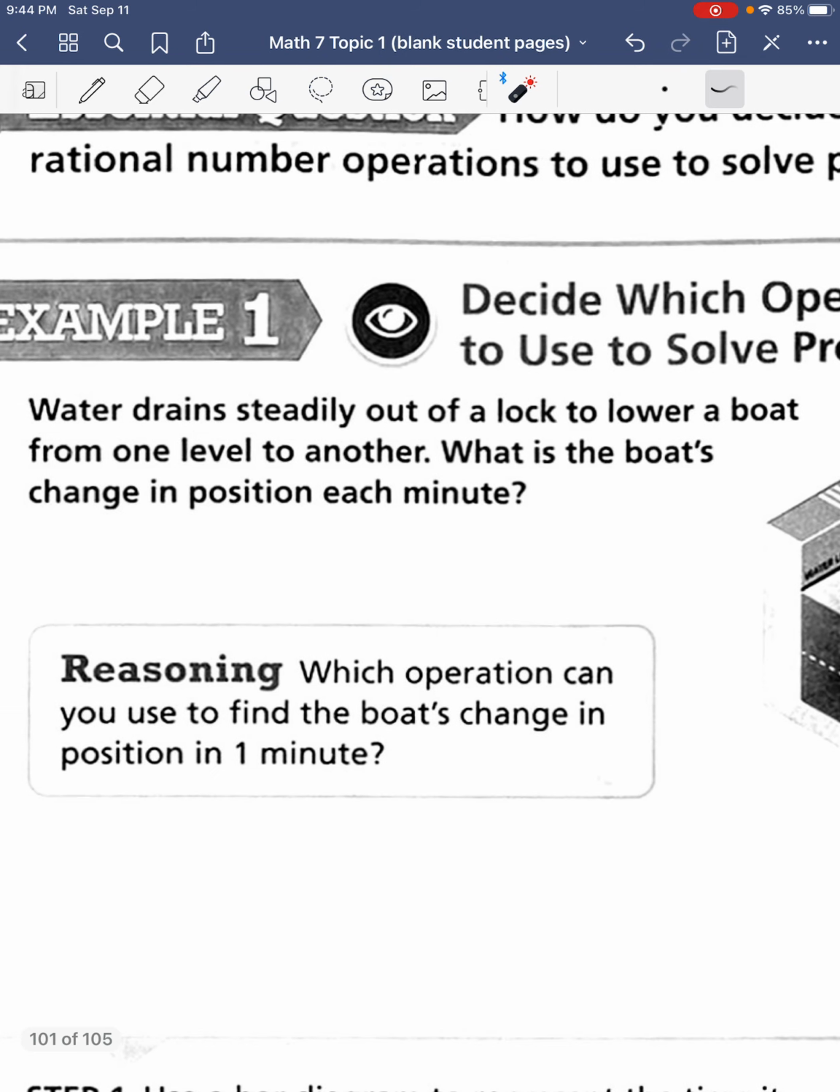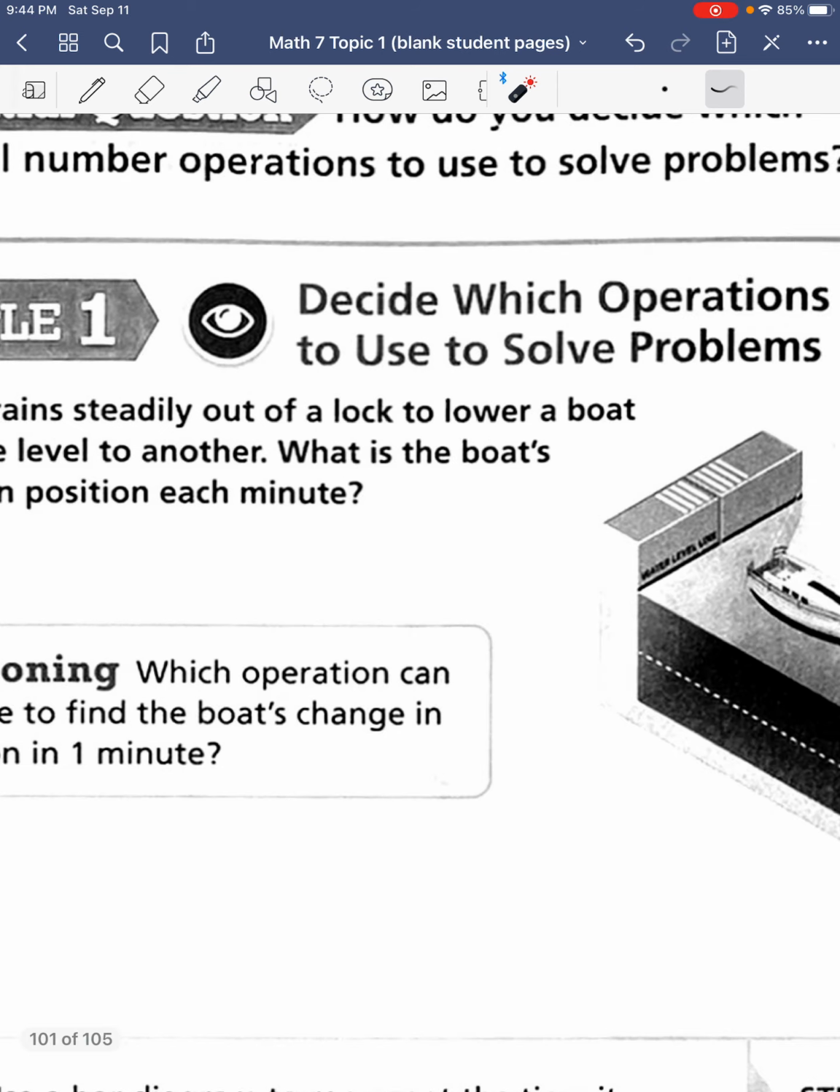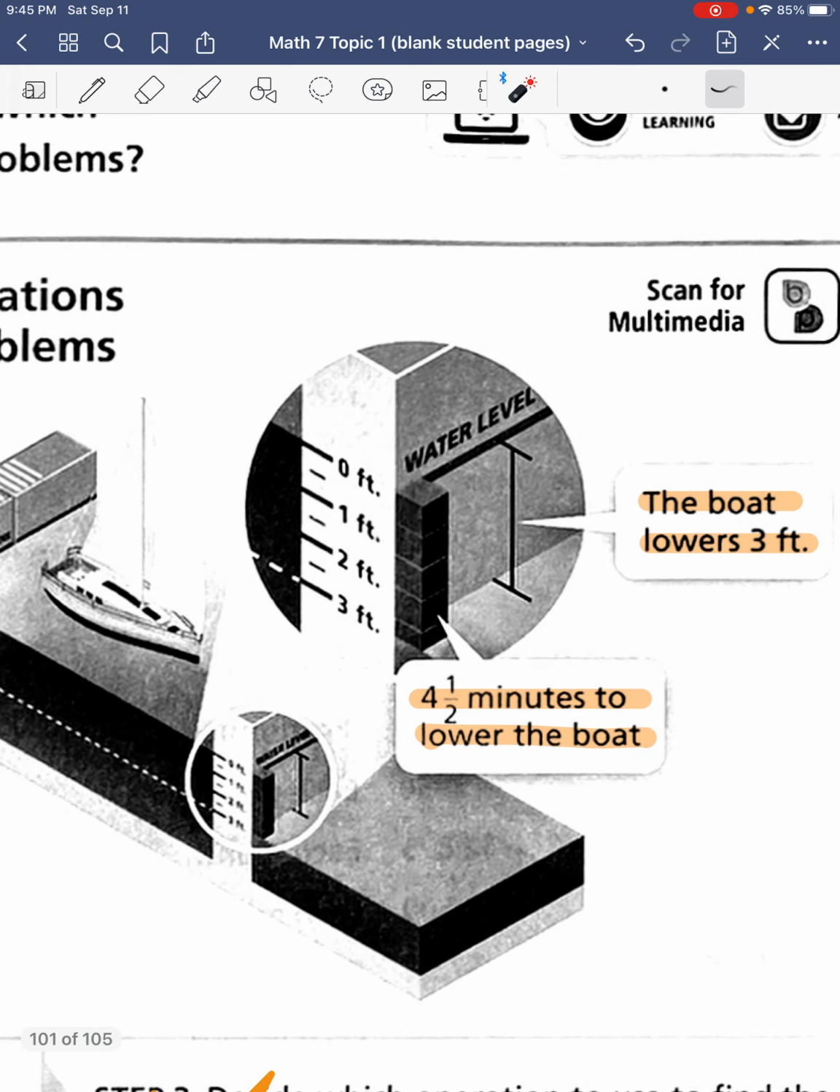Looking at example 1. Water drains steadily out of a lock to lower a boat from one level to another. What is the boat's change in position each minute? So, looking at our picture, we have some key information. We see that the boat lowers 3 feet. So what integer represents that it lowers 3 feet? I hope you said -3. Okay, we also know that it takes the boat 4.5 minutes to lower that distance.